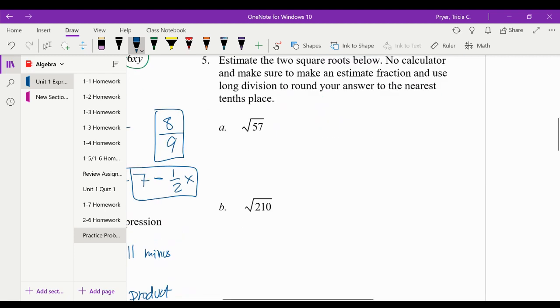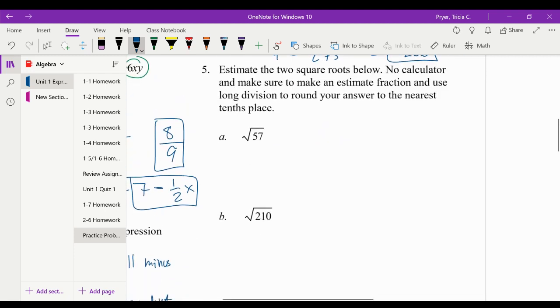All right. Number 5, estimate the square roots. You're not going to use a calculator, and you're going to make sure you know how to use the estimate fraction. Again, this is where a lot of people made mistakes on their homework because they weren't using the estimate fraction. Okay, so first I need to know, what are the 2 perfect squares that surround 57? What's super close to that?